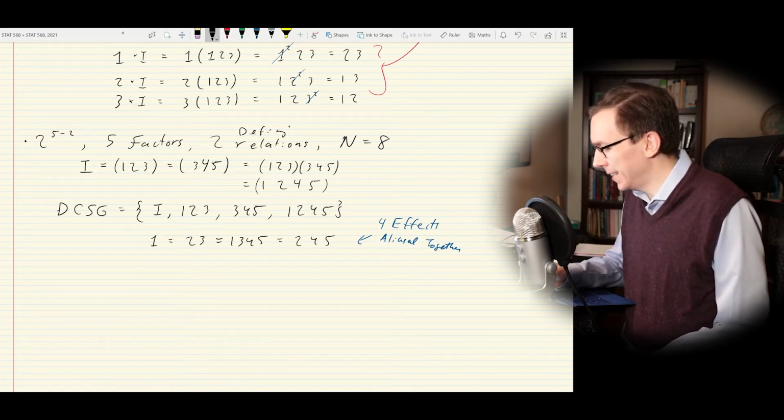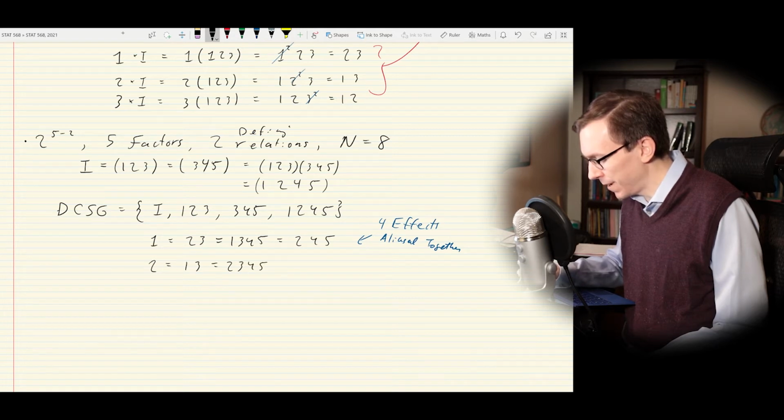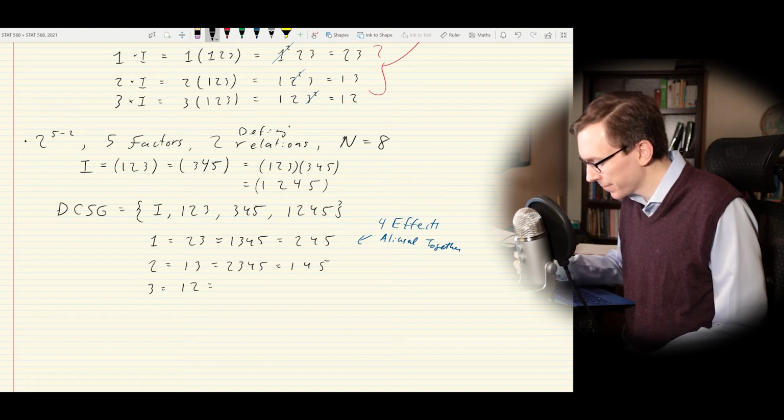Hence, if we continue working through this, we find out that we get a 2, and then if we find out what that's aliased with, we get a whole bunch of other terms: 2, 3, 4, 5, we get a 1, 4, 5, and if we do 3, we get a 1, 2, we get a 4, 5, and we have a 1, 2, 3, 4, 5.